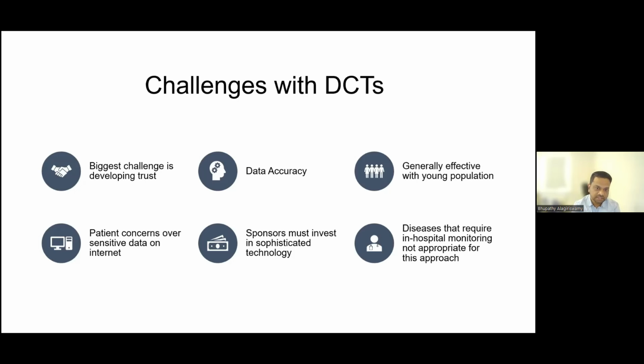Data accuracy is again a big challenge because most of the data is entered by the patients. However much we train the patients, it takes confidence building or retraining, making sure the patient understands how to enter the data. So data accuracy will sometimes be challenging, and it generally affects the younger population. The main reason is they are bursting with technologies, and de-identification is a bit of a challenging moment. Patient concern over sensitive data on the internet, definitely, including me sharing data on the internet, is a question mark. We need to be highly conscious of how the data is protected.